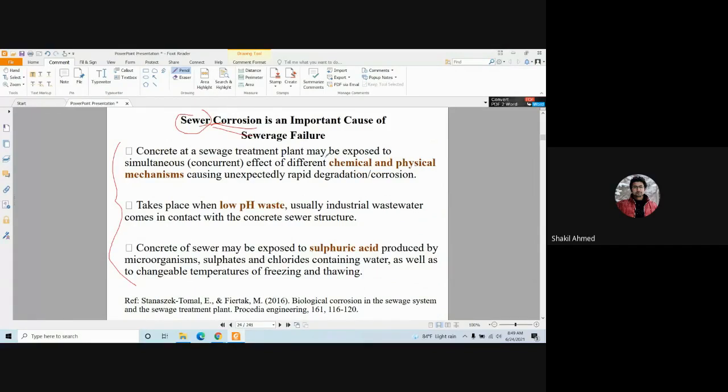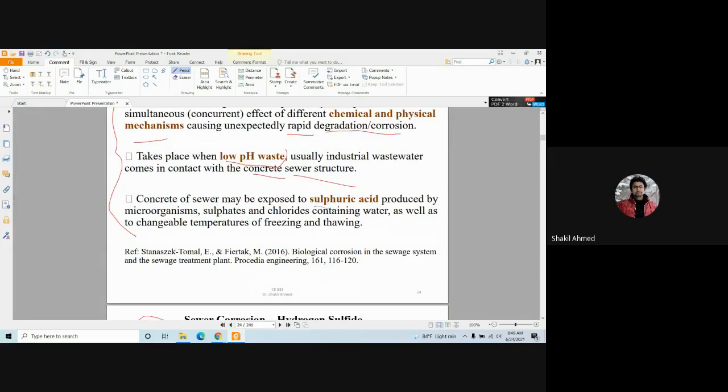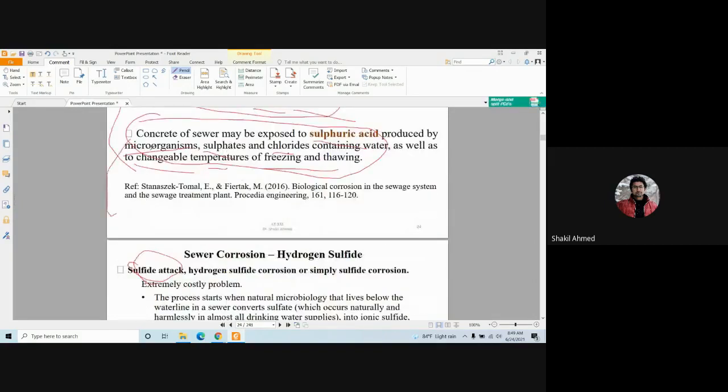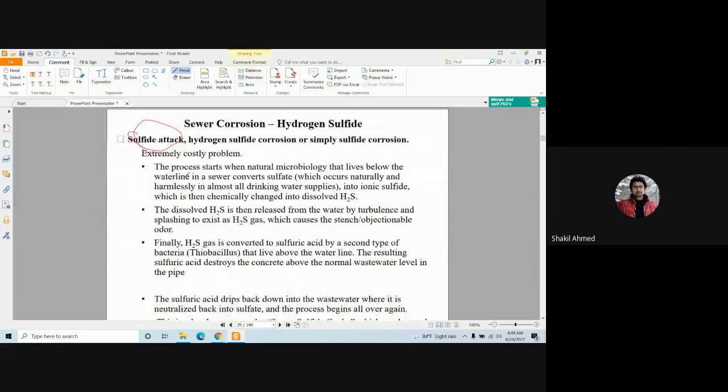Concrete at a sewage treatment plant may be exposed to simultaneous effect of different chemical and physical mechanisms, causing unexpectedly rapid degradation. It takes place when low pH waste, usually industrial waste, comes in contact with the concrete in sewer structure. Concrete of sewer may be exposed to sulfuric acid produced by microorganisms, sulfates, and chlorides containing water, as well as changeable temperature of freezing and thawing. This is one process, and that is another process. We are discussing this process here, which is basically microbially mediated corrosion, called sulfide attack.